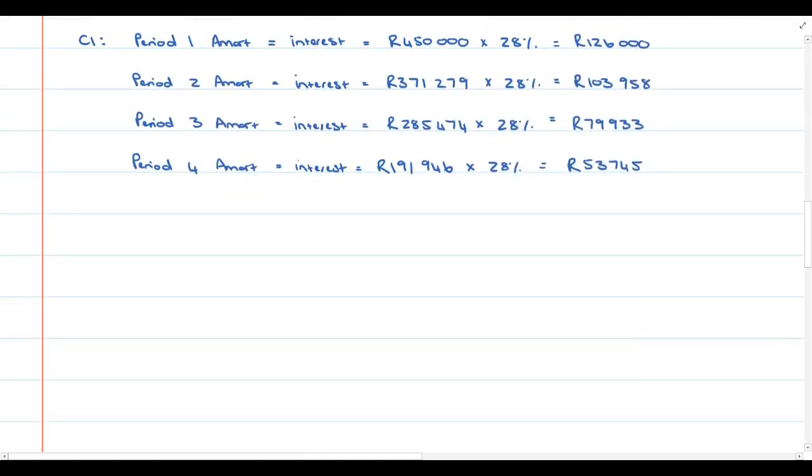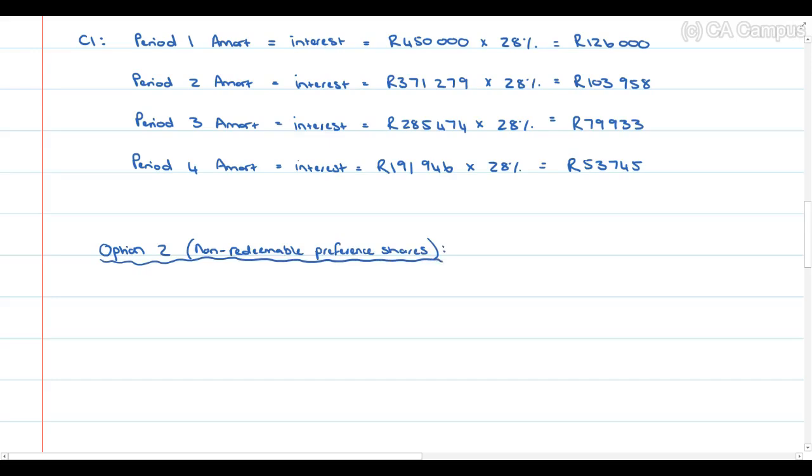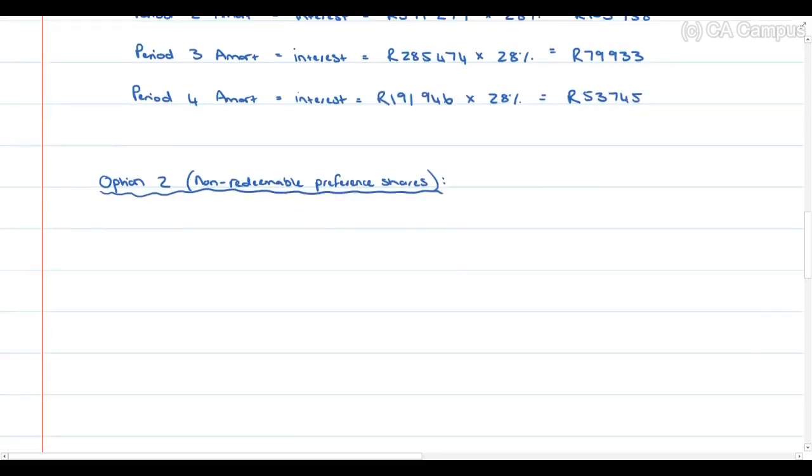We now need to calculate the internal rate of return for option 2. The non-redeemable preference shares. Okay, so if these are non-redeemable preference shares, it means they are going to be preference shares in perpetuity or forever, because they are never going to be redeemed. And if we want to calculate the internal rate of return or the cost of the preference share, we need the dividend, and we take that dividend and we divide by the present value.